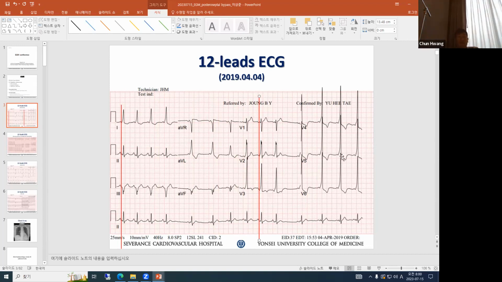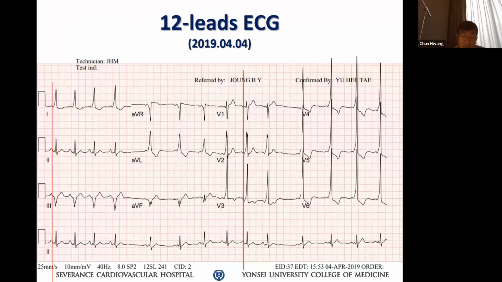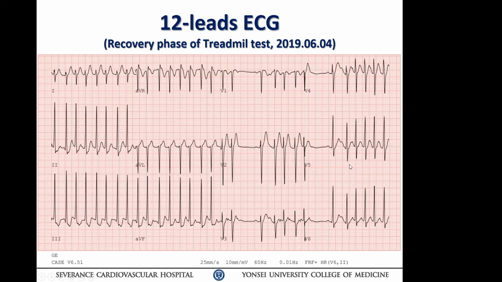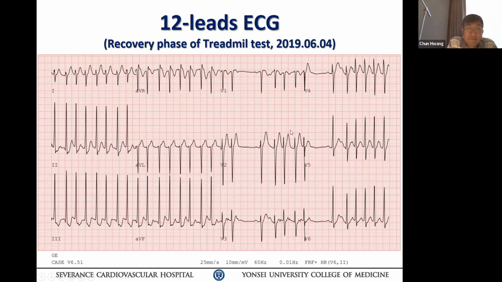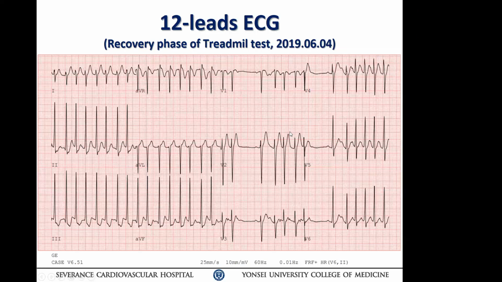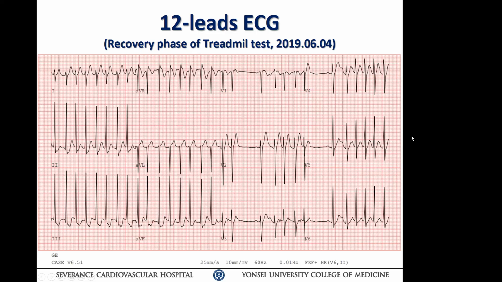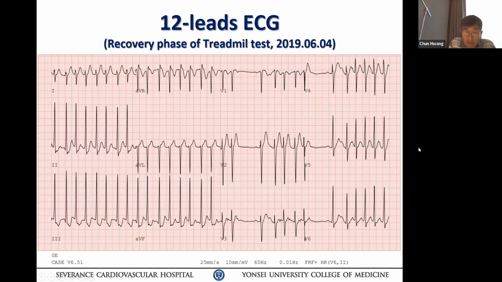Let's go. Okay. So precordially, there is a relatively positive delta wave. The patient had SVT, and a treadmill test was performed. During the recovery phase, a tachycardia was observed. It's a narrow QRS complex tachycardia, right? Sinus tachycardia, sinus tachycardia. So the patient has non-sustained recurrent SVT. Right? Yes, that's correct.